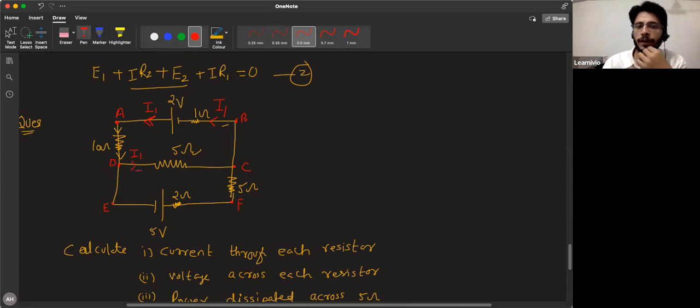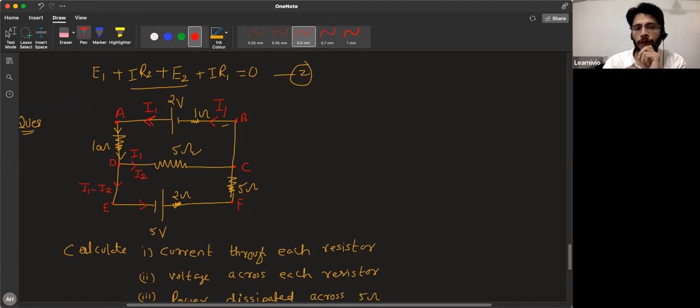Some current I2 passes through this 5 ohm resistor. Then how much is left? If out of I1, I2 passes through this resistor, how much is left? Anshika, how much current is left if I2? I1 minus I2.